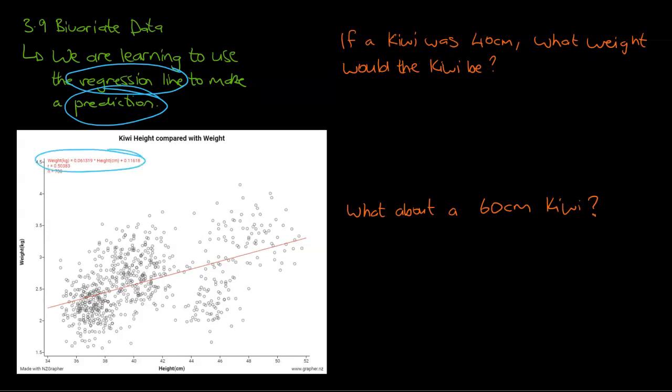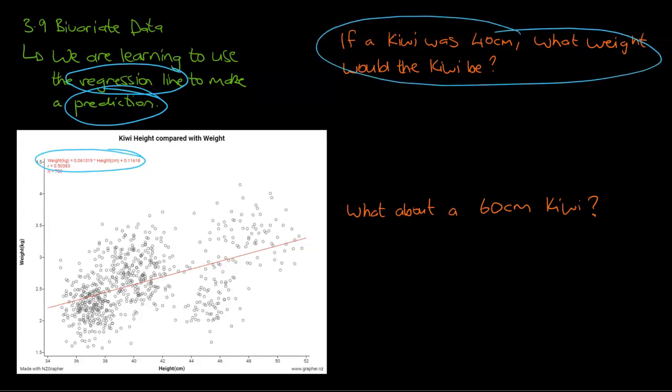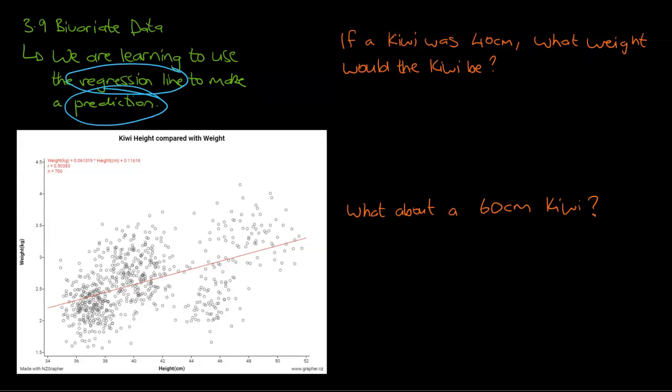So the first step is you got to look at your equation. We've got that down there, and then we've got to have a look at the question we've been asked. So the first question I've got: if a kiwi was 40 centimeters, that will refer to the height, what weight would that kiwi be? So basically we're going to look at the graph, find 40, go up to our line, and we know that it's going to be slightly above 2.5. But in bivariate data for level 3 maths, we can't just eyeball it like this. We have to mathematically use that equation to find it.